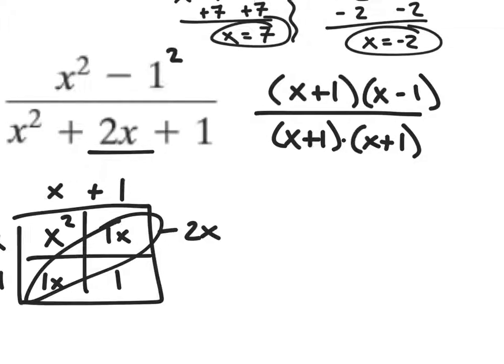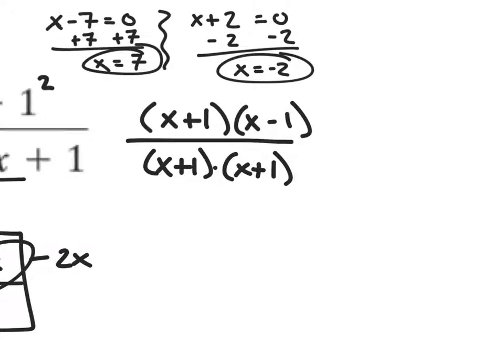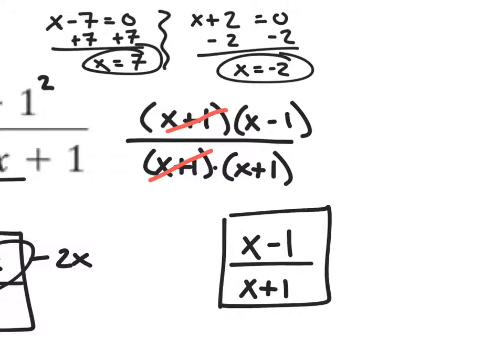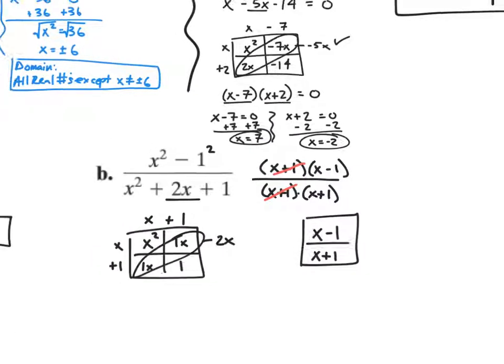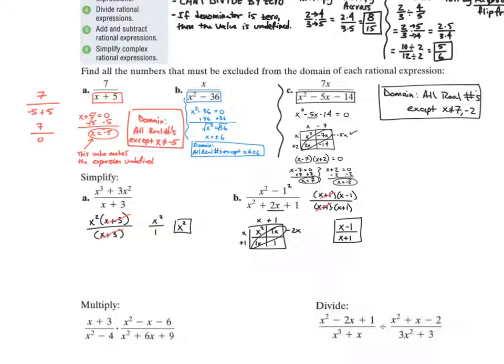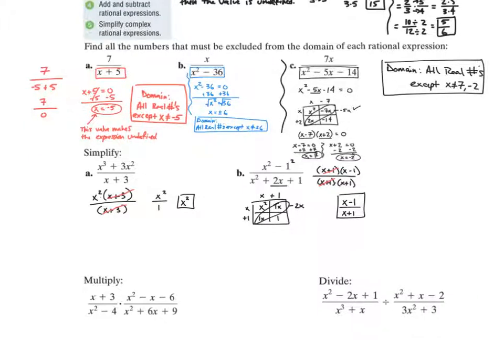Now that I've factored that, I can divide out the common factors. In my numerator I have an x plus 1, and in my denominator I have an x plus 1. Those divide out to 1, and you're just left with x minus 1 over x plus 1. And that is my answer. We're just simplifying. So factoring is really important. Hopefully you guys see that.